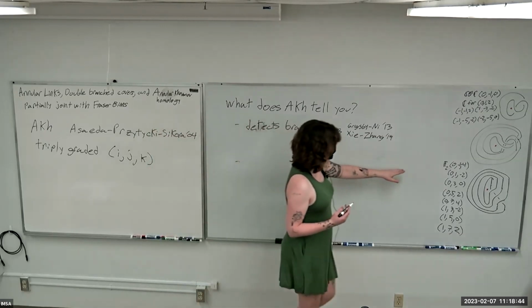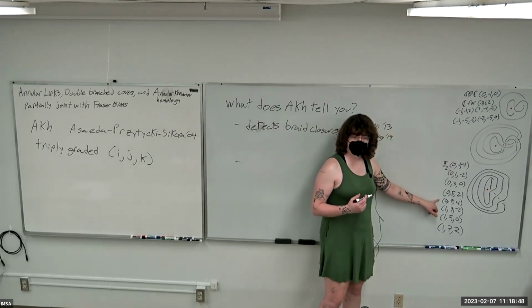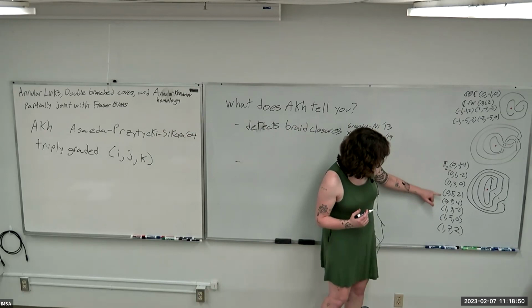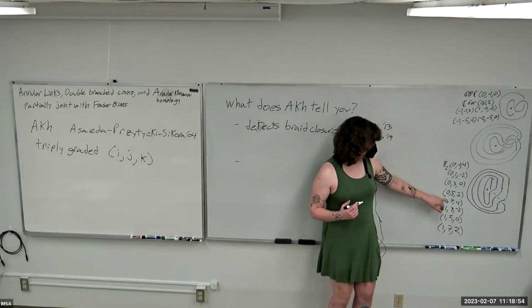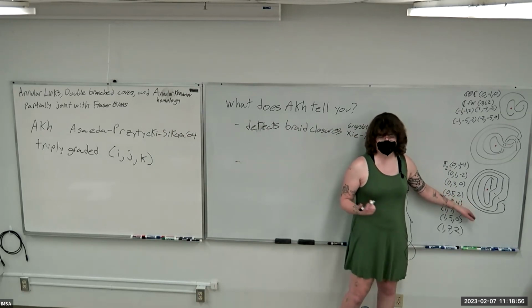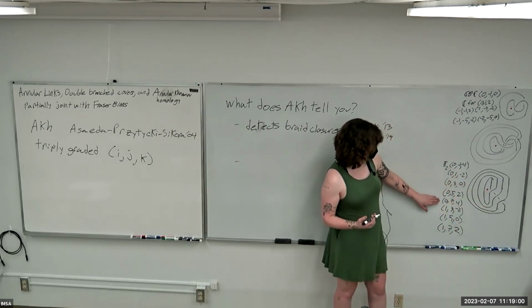So for example, here, the highest non-zero annular gradient is 4. And I just see that there's only this one generator in gradient 4. So that tells me that this is a braid closure, which, I don't know, we can look at the picture and it's also a braid closure.